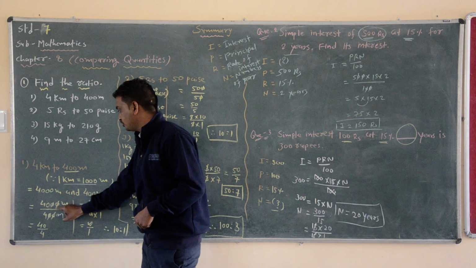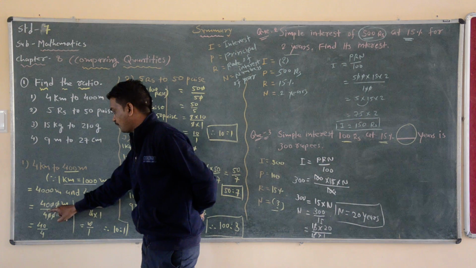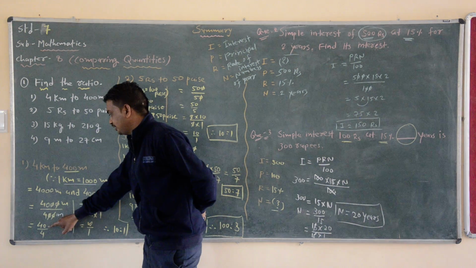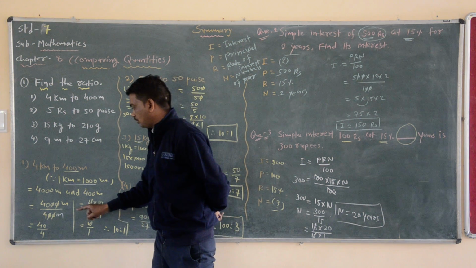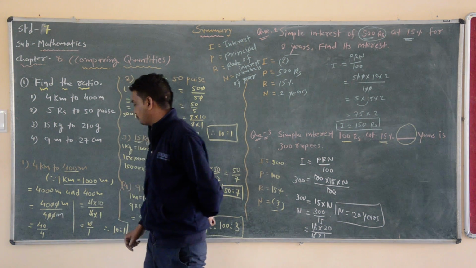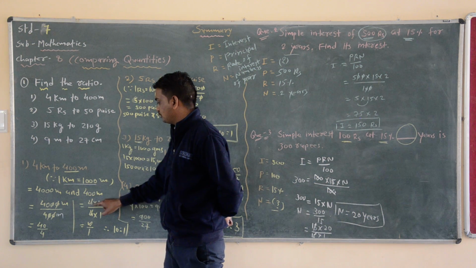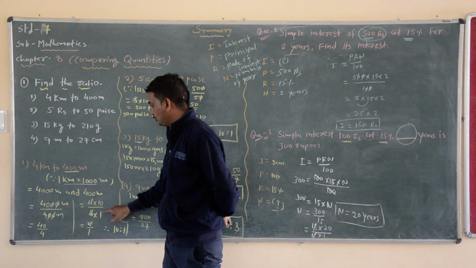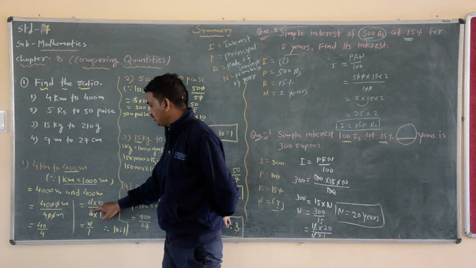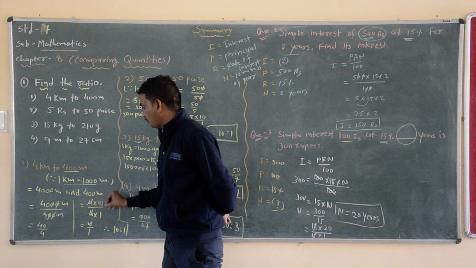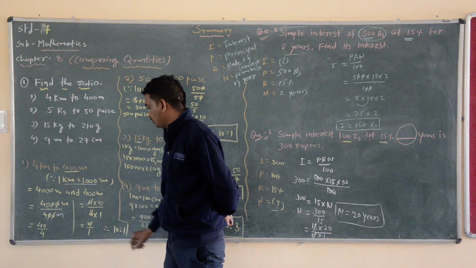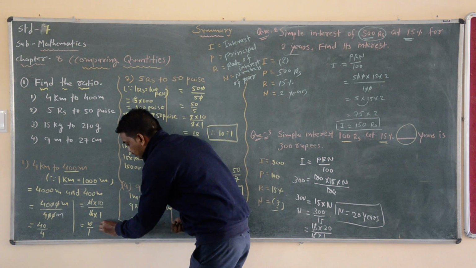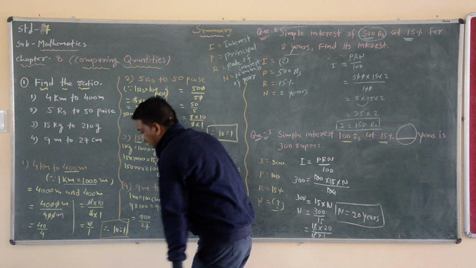Now cut the zeros, and finally we get 40 upon 4. When we see the factors of 40, we get 4 multiplied by 10. That means 4 tens are 40 and 4 ones are 4. The same number cancels here, so 4 cancels 4. That means we get 10 upon 1. So the ratio is 10/1.